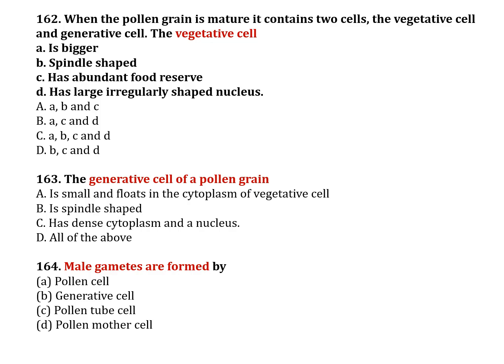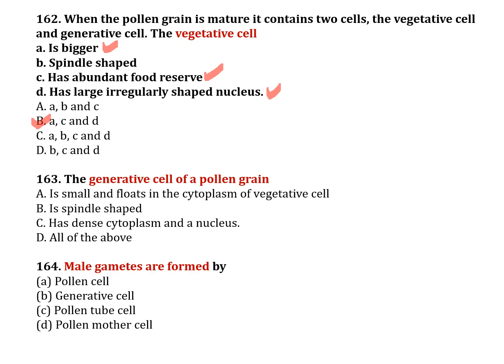The next question, number 162. When the pollen grain is mature, it contains two cells, the vegetative cell and the generative cell. The vegetative cell, A, is bigger, B, spindle shaped, C, has abundant food reserve, D, has a larger irregularly shaped nucleus. Options are option A, B and C. Option B, A, C and D. Option C, A, B, C and D. Option D, B, C and D. Correct answer is option B, A, C and D are correct. Vegetative cell is bigger and has abundant food reserve and has a large irregularly shaped nucleus.